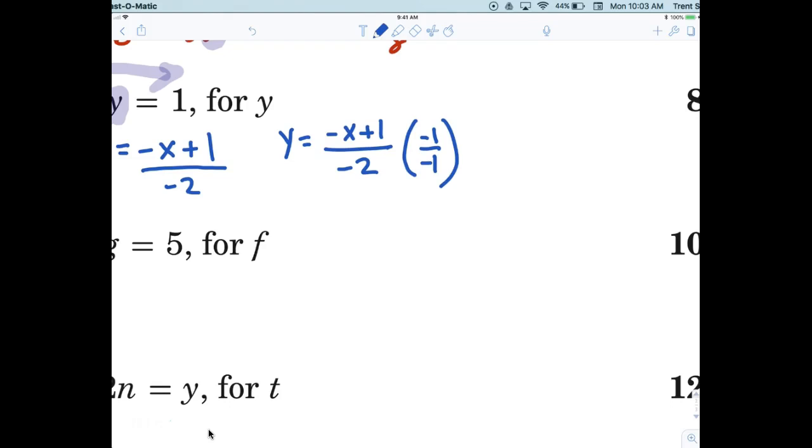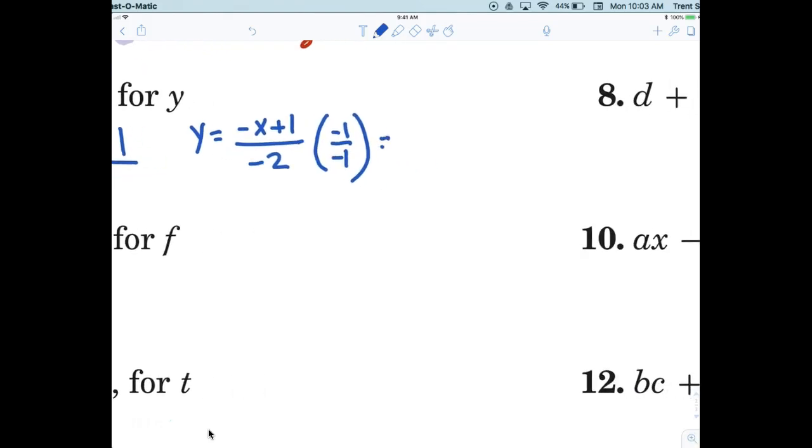So if that's the case, when I distribute that -1, it's really going to be x minus 1 over 2. Does everybody agree with this? X minus 1 over 2. Everybody comfortable with that? All right, those are the same, essentially. Do you agree? All right, those are exactly the same.